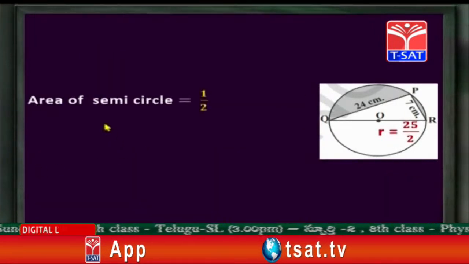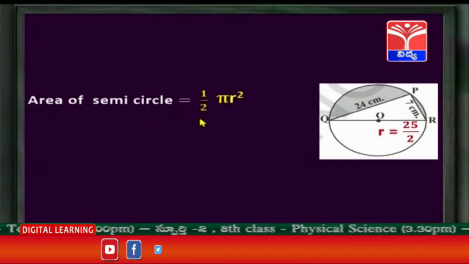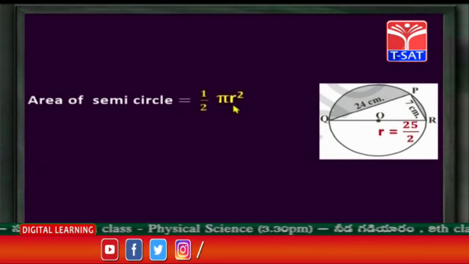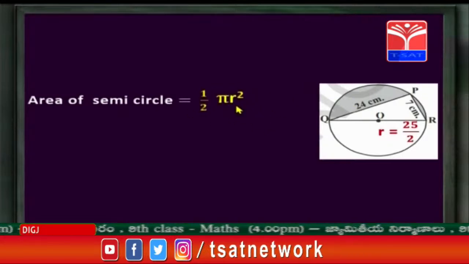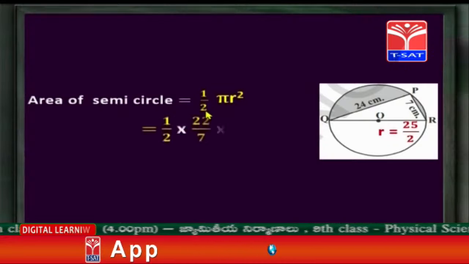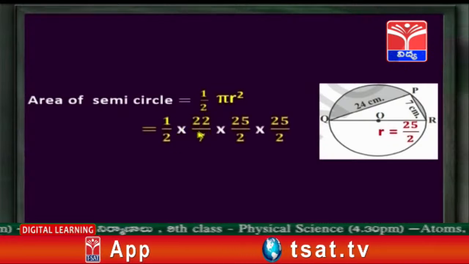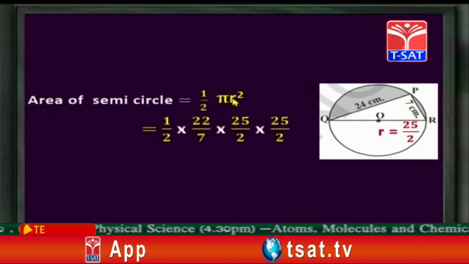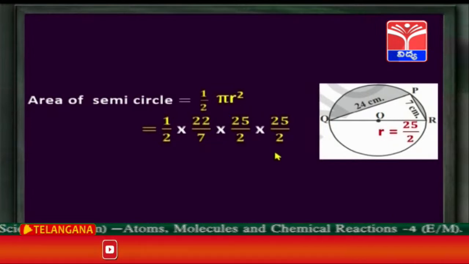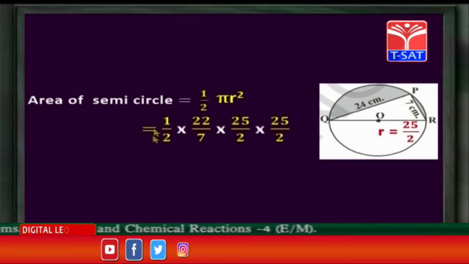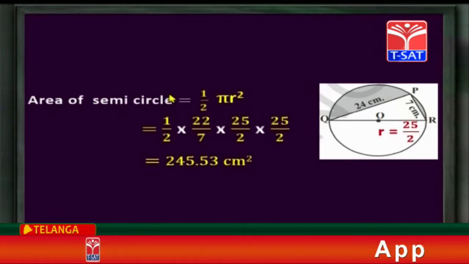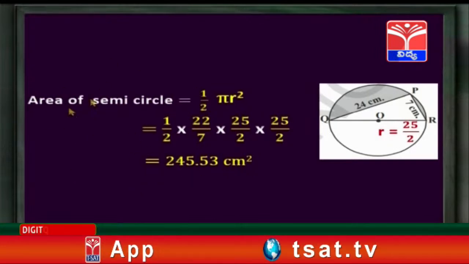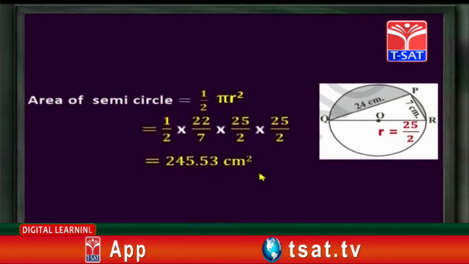Area of semicircle is equal to half into pi r square. Area of circle formula is pi r square, so area of semicircle is half into pi r square. Now, let us substitute: 1 by 2 into pi is 22 by 7, r is 25 by 2 into 25 by 2. If you simplify this, you will get the answer as 245.53 centimeter square. So, we got the area of the semicircle, which is 245.53 centimeter square.